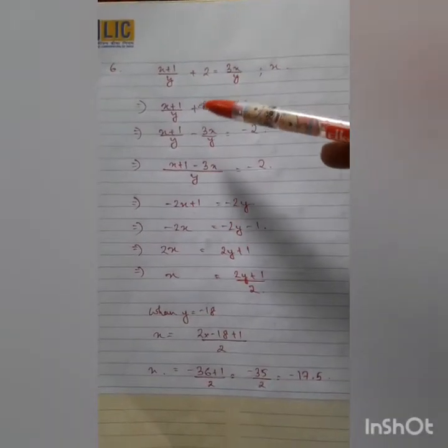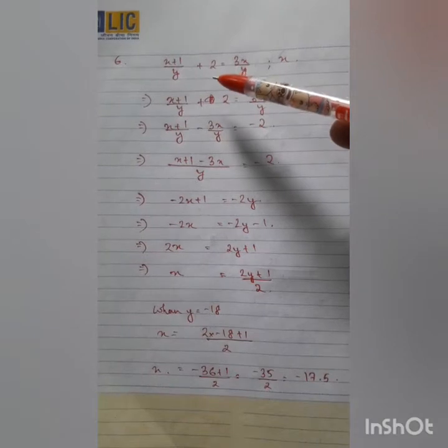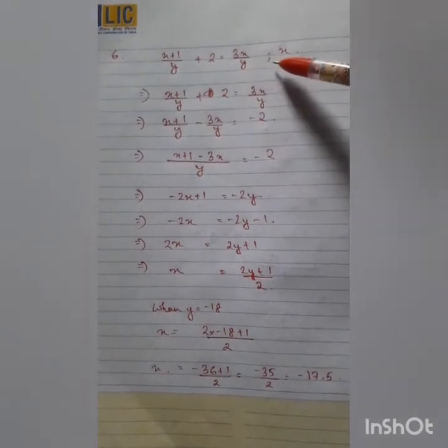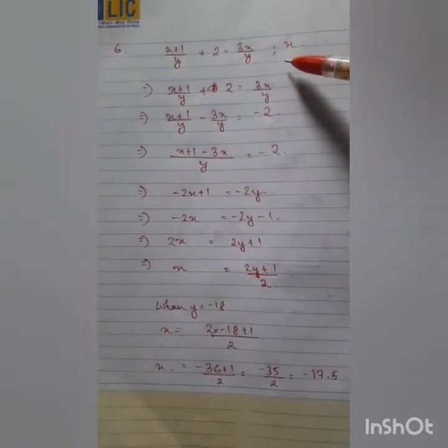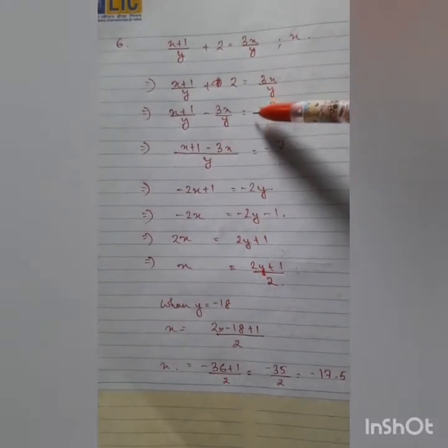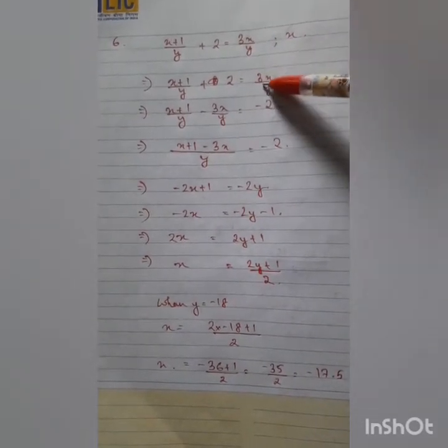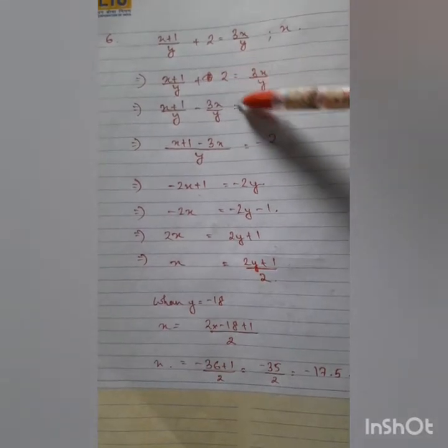In question number 6, you have x plus 1 by y plus 2 equals 3x by y. You have to make x the subject of the formula. See what I have done first: since this term is having x, I have taken this term to that side and I have brought 2 to that side.